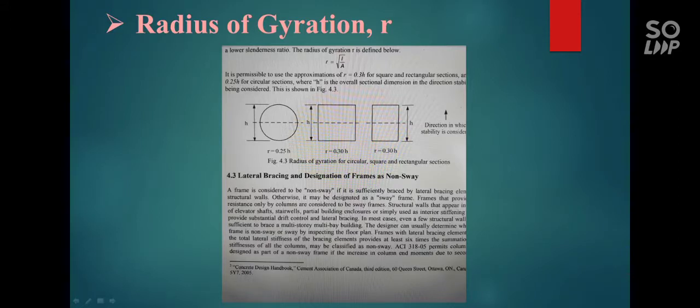The designer can usually determine which frame is non-sway or sway by inspecting the floor plan. Frames with lateral bracing elements whose total lateral stiffness provides at least 6 times the summation of the stiffness of all the columns may be classified as non-sway.